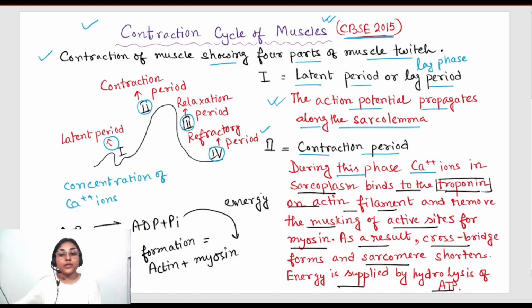So during this contraction period, the calcium ion binds on the troponin subunit on the actin filament and removes the masking of the active site for myosin binding. The cross bridge formation happens as a result, the sarcomere shortens, and the energy comes from the hydrolysis of ATP.